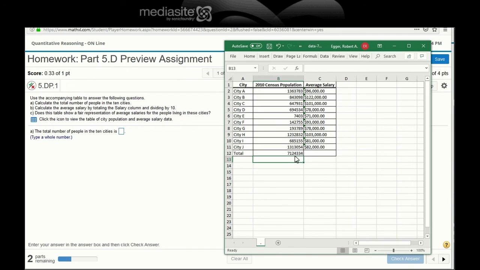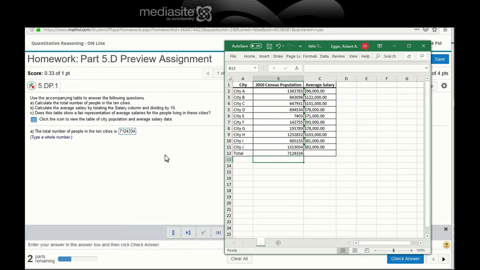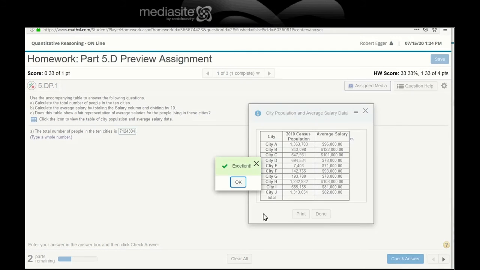7,124,334. Double check those numbers. Make sure I didn't transcribe it wrong. And it looks the same. Check answer. Yes.